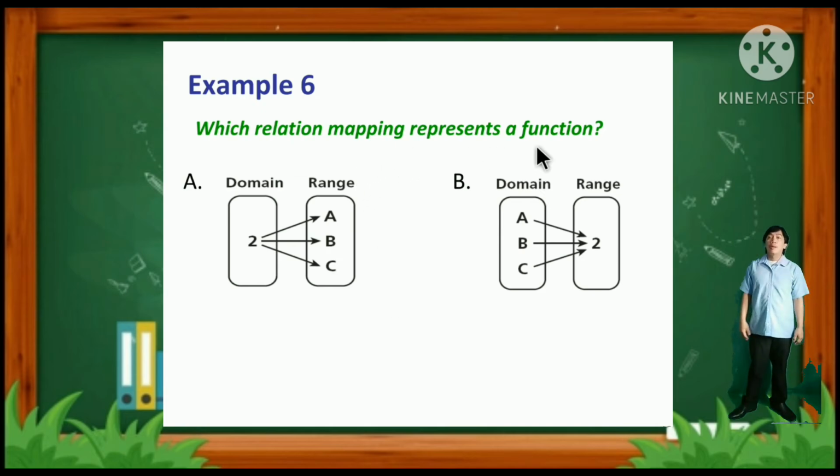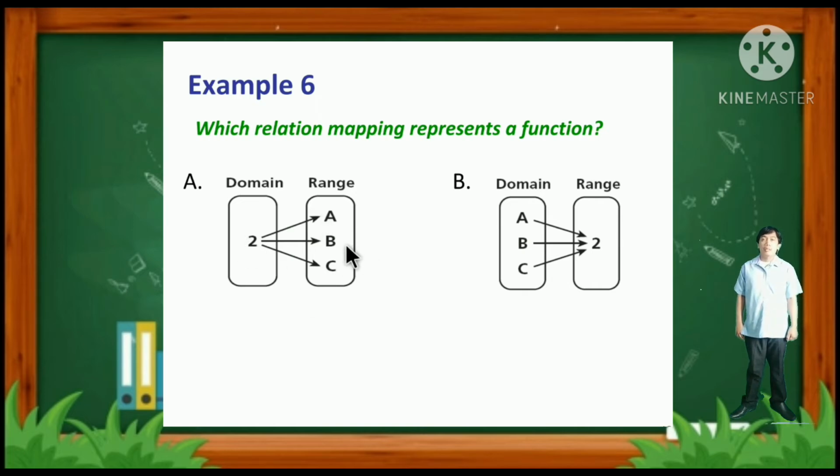Okay, let's proceed to example 6. Which relation mapping represents a function? Okay, anybody? Is A a function? Yes or no? How about B? Is B a function? Yes or no? Okay, ngayon kung nalilito ka ganito, sino bawal maulit? Si X ha? Okay, so banggitin natin. Tawagin natin isa-isa. Okay, 2, sinong partner mo? Si A. 2, sinong partner mo? Si B. 2, sinong partner mo? Si C. So, maraming partner si 2, no? So, si 2, pag nilista natin siya doon sa party, maililista ba siya many times?